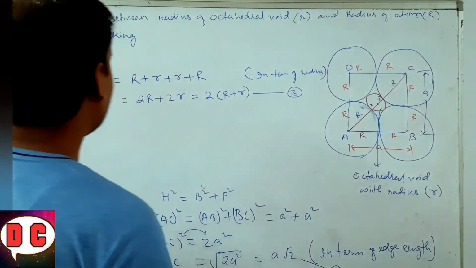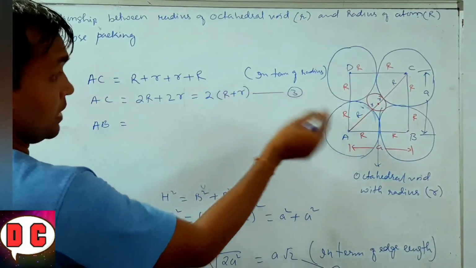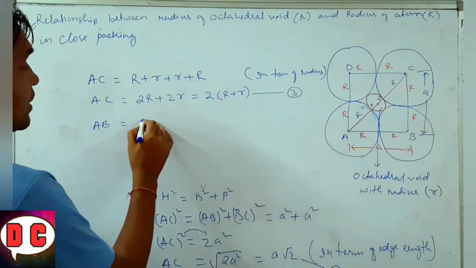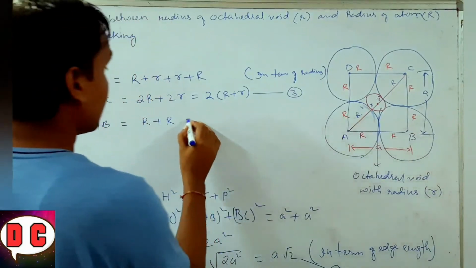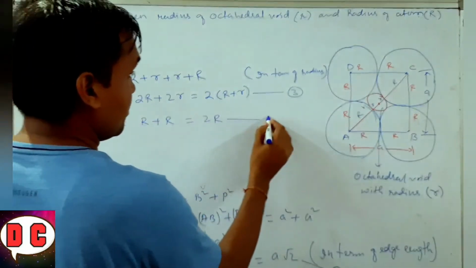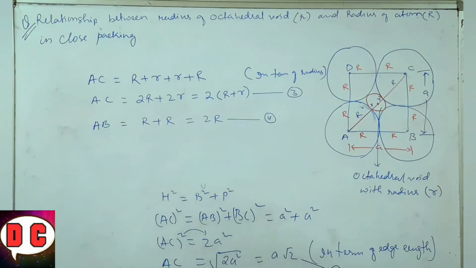Equation number 3. Now AB in terms of radius. So AB's value in terms of radius will be what? R plus R, R plus R. So it will be equal to 2R. Equation number 4. Okay, you got it?